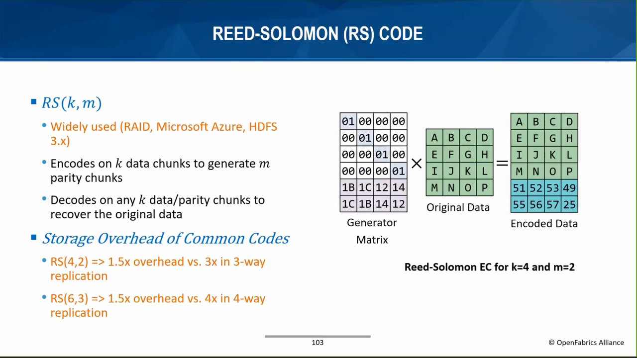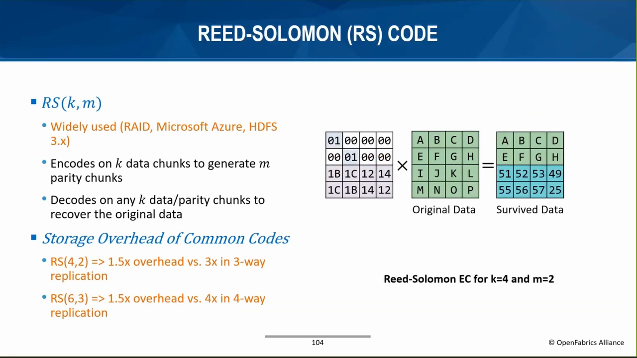After encoding, the data and parity chunks are distributed across multiple data nodes. Now suppose two data chunks are corrupted. In this case, we also remove the two corresponding rows in the generator matrix. Then this equation still holds, so the left side for the remaining part still equals the right side. This is the surviving data.